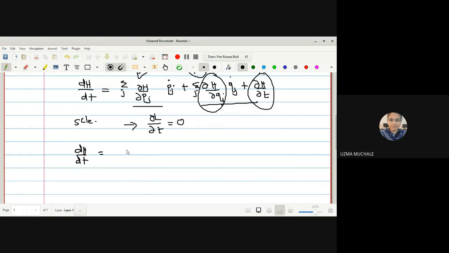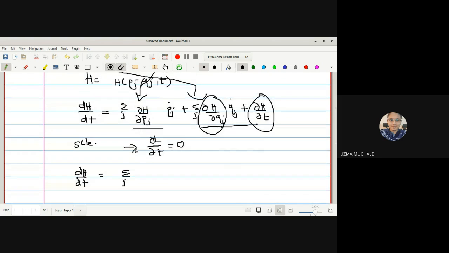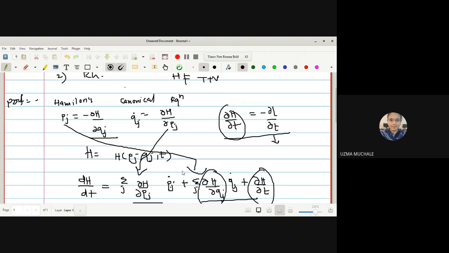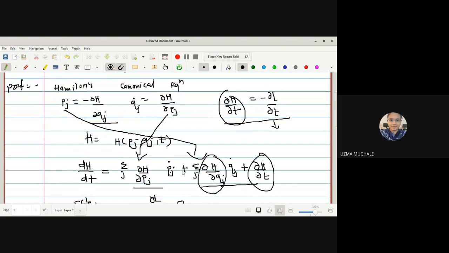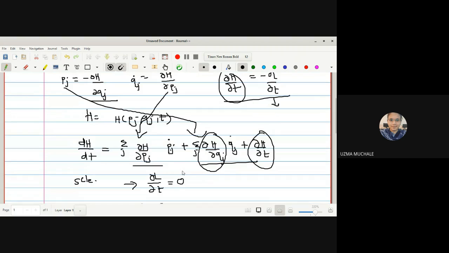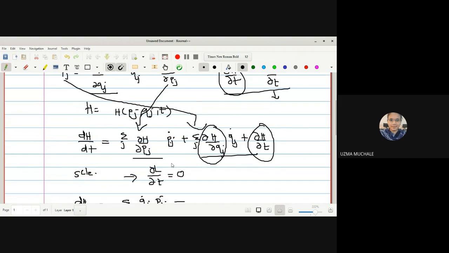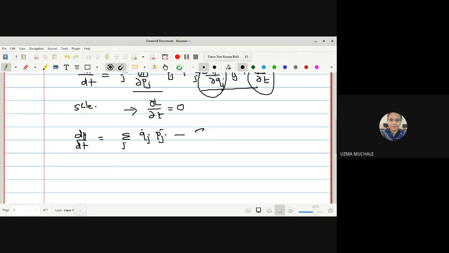dH by dt is equal to the summation over j. What is the value of dou H by dou Pj? We have Qj dot, and here it is minus Pj dot. Sorry, it should be Pj dot here. In the last lecture we derived this equation. So here I can write the summation over Pj dot Qj dot. The last term is already 0, so the plus and minus will both get cancelled.